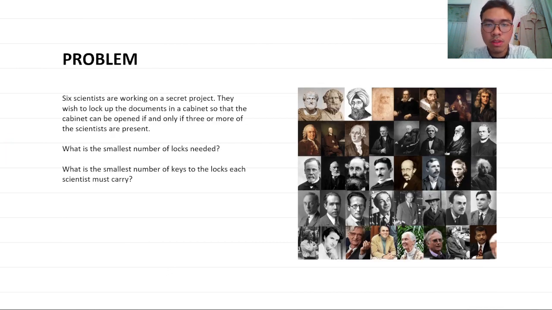Let's go first with this problem. Six scientists are working on a secret project. They wish to lock up the documents in a cabinet so that the cabinet can be opened if and only if three or more of the scientists are present. What is the smallest number of locks needed? And what is the smallest number of keys to the locks each scientist must carry?